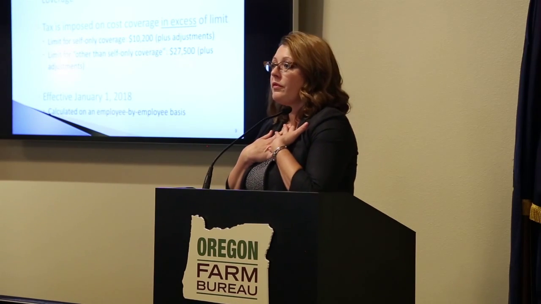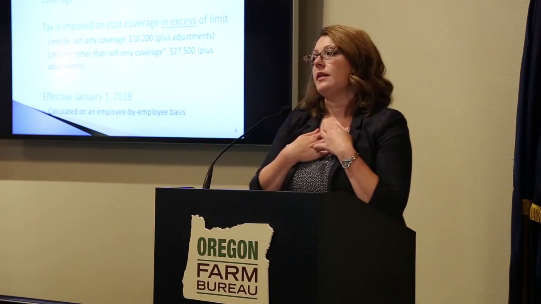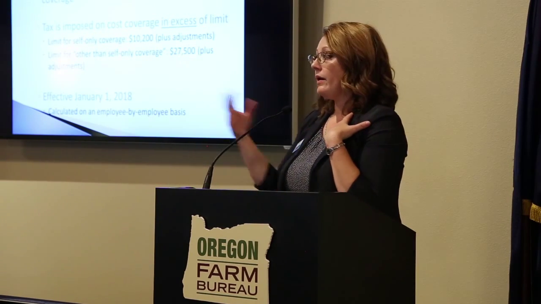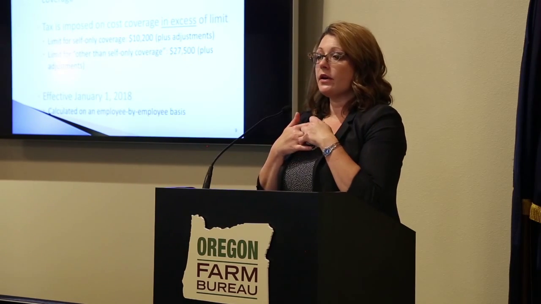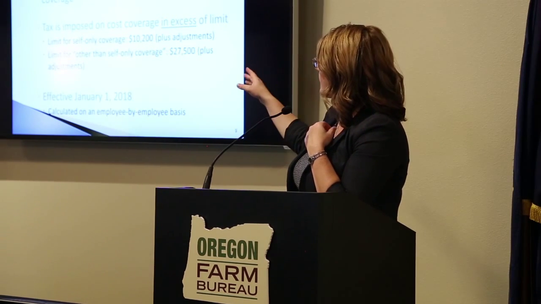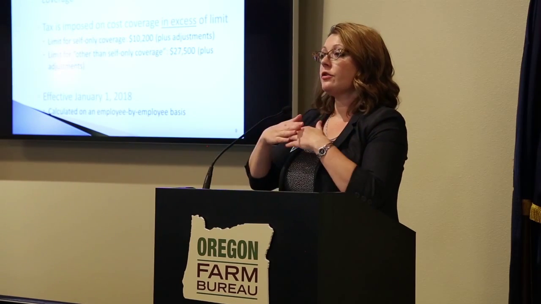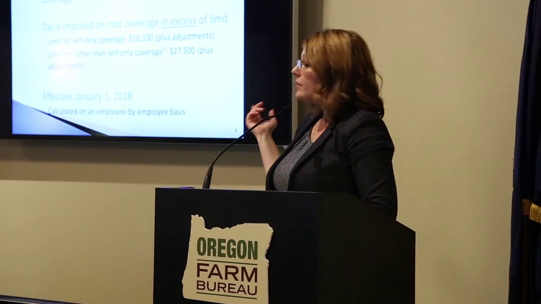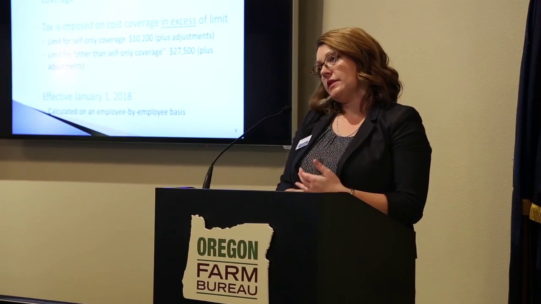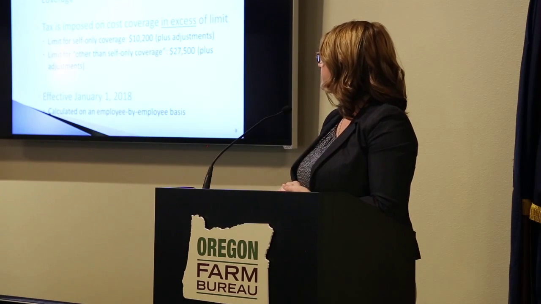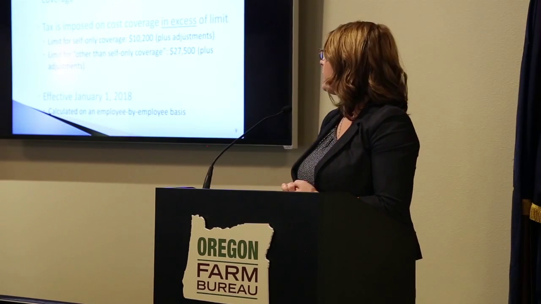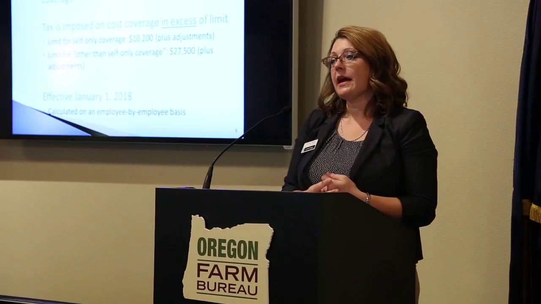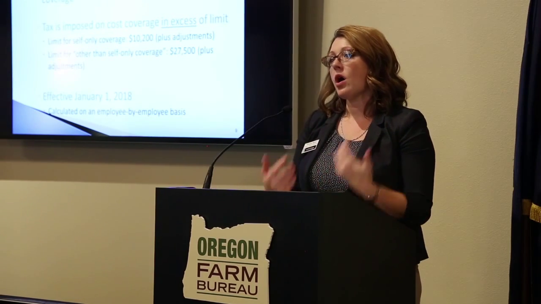So if my employer provided me with coverage that cost $11,000 a year, and that's both what my employer paid and what I paid, then a 40% tax would be owed on the $800 that's in excess of that $10,200 limit. And for other than self-only coverage, so that's self and spouse or self and family, the limit is $27,500. Like I said, it's effective January 1, 2018, so we don't have to worry about it now, but a lot of people are talking about it.